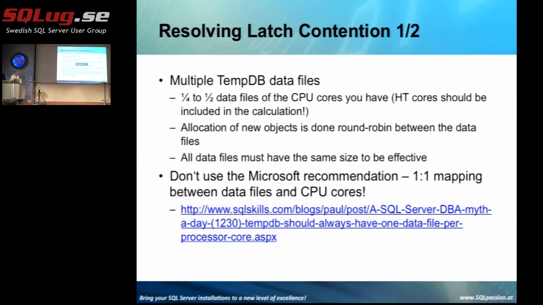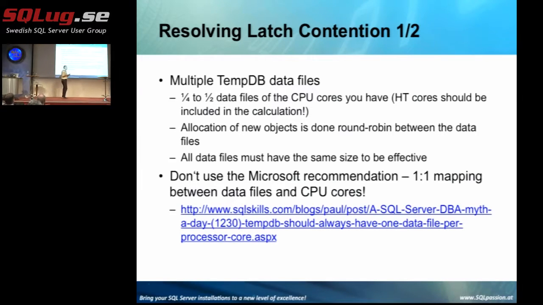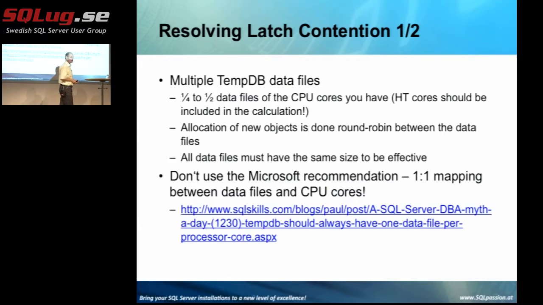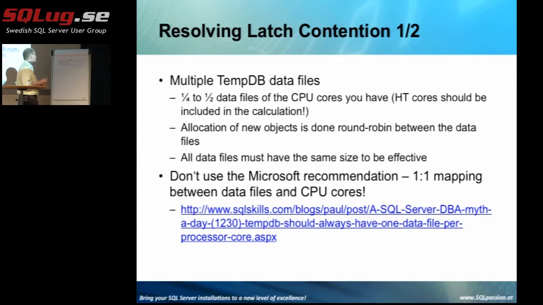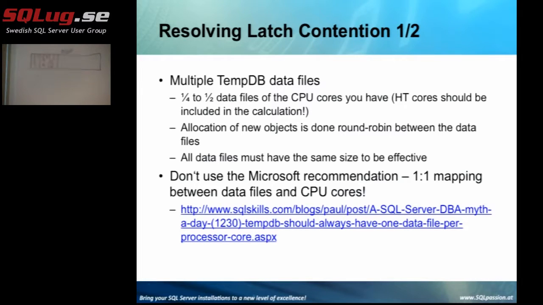So the first thing that we can do is we give TempDB multiple files. In that case, when we give TempDB multiple files, SQL Server implements a so-called round-robin allocation. This isn't specific to TempDB, this also applies to your normal application databases.